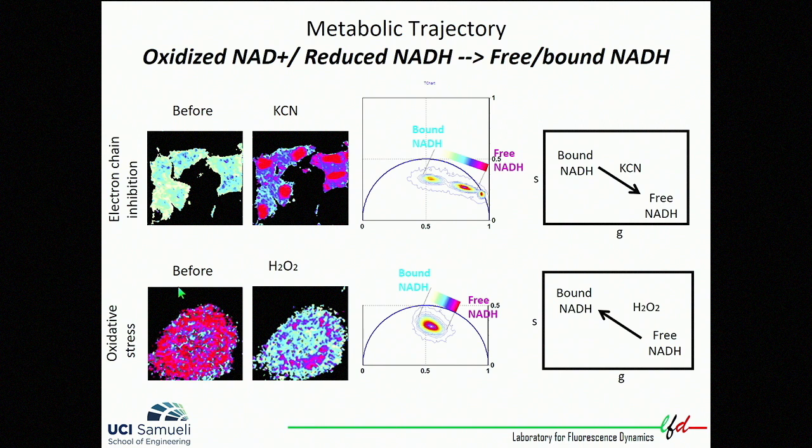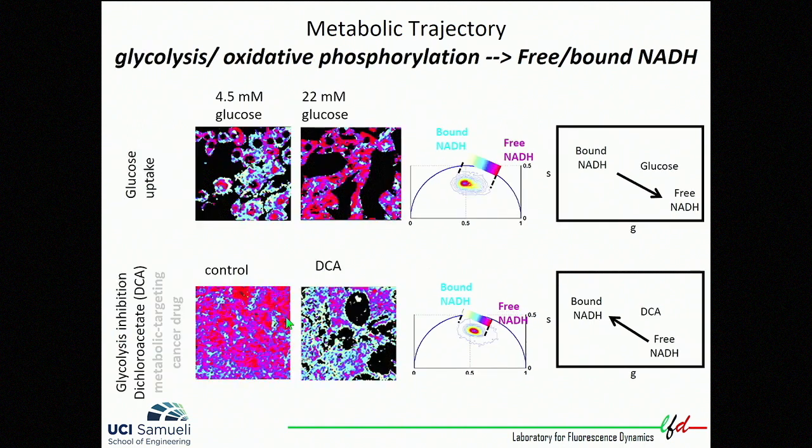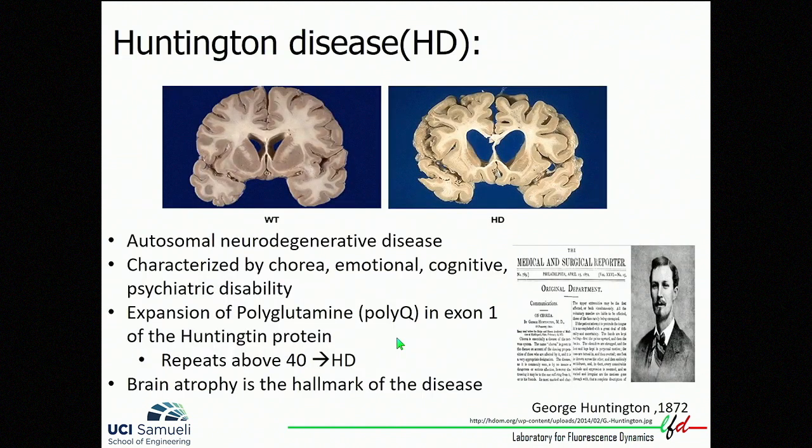You can revert the process of, let's say, a high free NADH to a more bound state using H2O2. And you could see the differences in cells that are cultured in high and low glucose media, and here you could see the uptake of glucose is much higher, and a higher free NADH component is found. And finally, you can take tumor cells and add a metabolic targeting inhibitor. This is dichloroacetate, and you could see that we've shifted now from a glycolytic state to a more oxphos state, which was the purpose of this particular drug targeting.